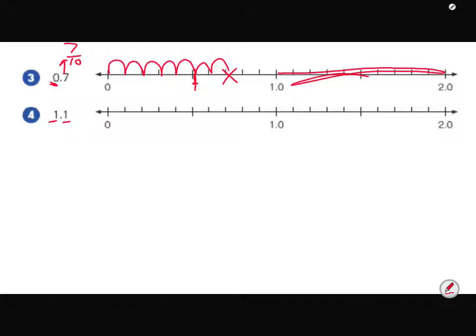This one says 1 and 1/10. So I know I'm definitely past the 1, and I'm on the first tenth after the whole. So it's 1 and 1/10.